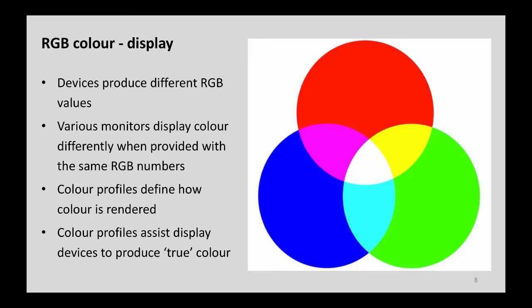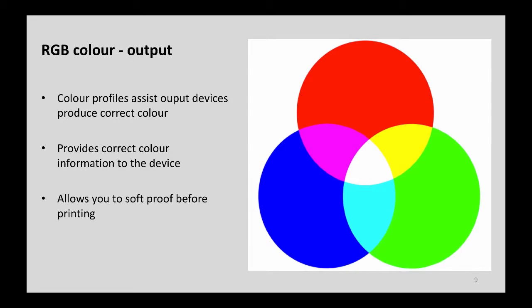And no, as I said, you can, through calibration, create a customized color profile. Numbering systems actually specify color appearance, and this allows the profile to tell the color management systems exactly what colors a given set of RGB numbers represent. So when you think about RGB colors for output, it's those color profiles once again that assist the output devices to understand what color you're wanting to print. So they assist output devices to produce correct color, and it provides the color information for the device.